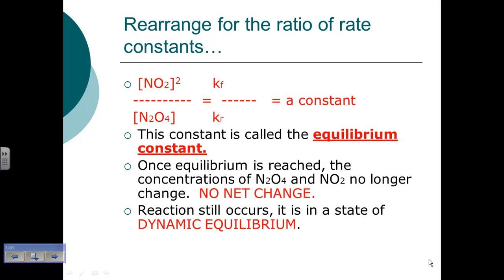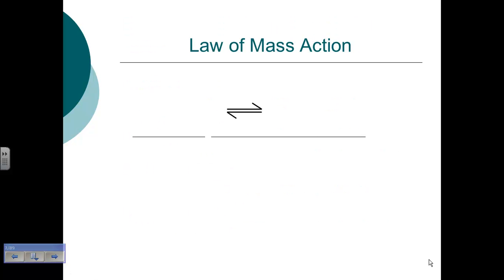Notice it says once equilibrium's reached, the concentrations of those reactants and products no longer change. We mentioned that on the previous slide. There's no net change. This is a flat line of the graph that we just drew together in the margin. This reaction is now in a state of dynamic equilibrium. Dynamic equilibrium is the opposite of static equilibrium. Dynamic equilibrium, things are moving, they're just moving at the same rate.